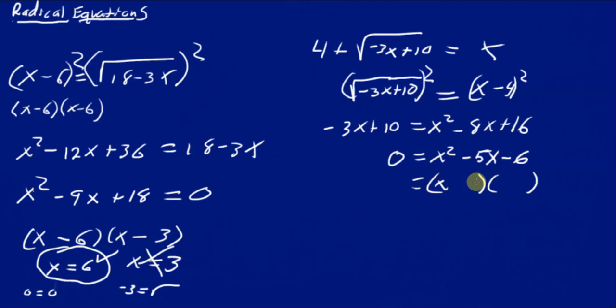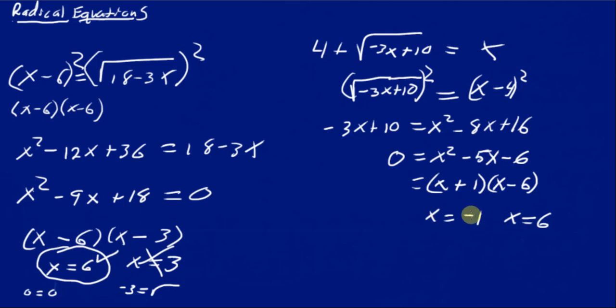So I'm looking for factors of 6 that give me a difference of 5. Well, that's going to be 1 and 6. 3 and 2, but that's not a difference, that's not what I'm looking for. So it's going to be a plus 1 here and a minus 6. That gives me negative 5x for my inners and outers. So two possible solutions are x equals negative 1 and x equals 6.